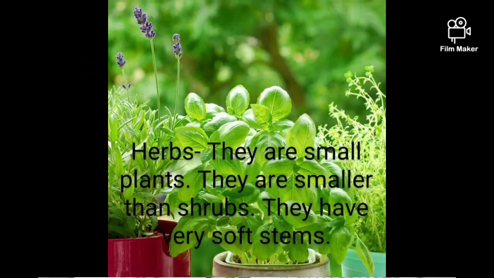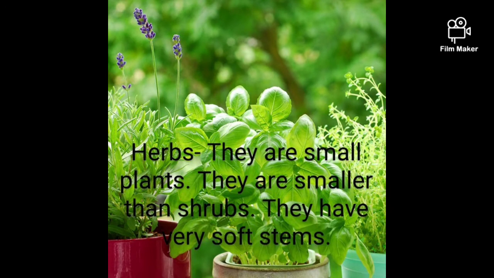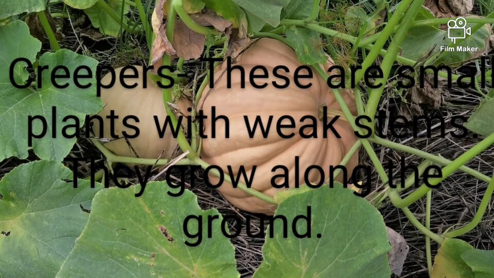Now, we will study about herbs. Herbs are very small plants. They are smaller than shrubs. Herbs have very soft stems. So, examples of herbs are mint and coriander. Next, creepers. Creepers are small plants with weak stems. They grow along the ground. Examples: watermelon and pumpkin.